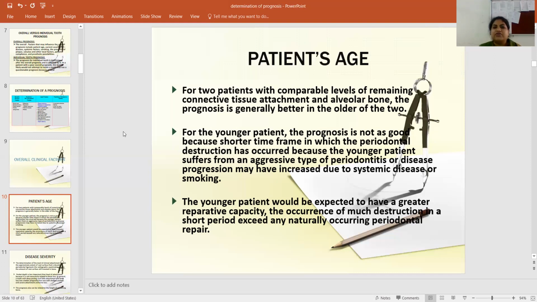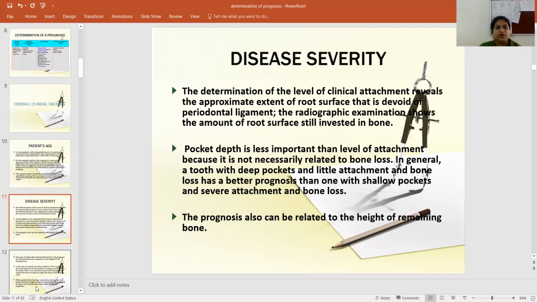So for these three criteria, the older individual has a favorable prognosis as compared to the younger individual for the same amount of destruction. Now about the disease severity. Disease severity means you are going to assess the disease severity. How can you assess? By the soft tissue attachment loss and by the hard tissue attachment loss. So by the clinical attachment loss and periodontal probing pocket depth.